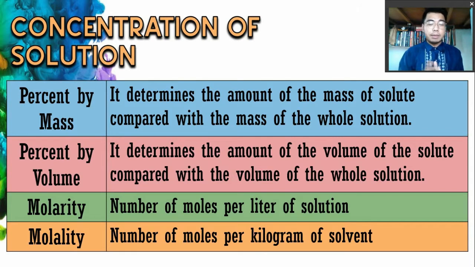The first one is percent by mass, which determines the mass of solute compared with the mass of the whole solution. The other one is percent by volume, which determines the volume of the solute compared with the volume of the whole solution. The third one is molarity, which is the number of moles per liter of solution. And lastly, molality, which is the number of moles per kilogram of solvent.